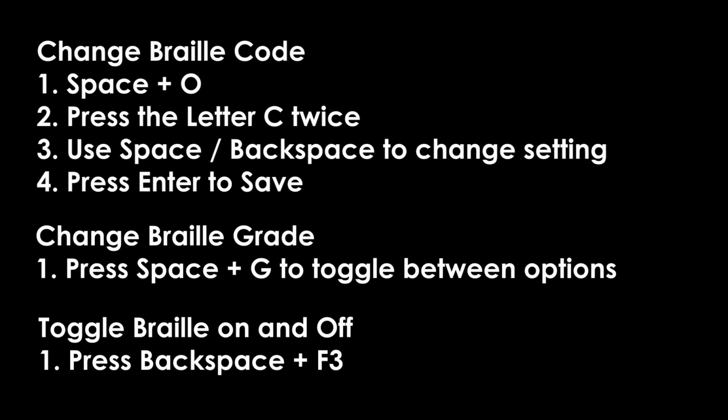Alright, that covers setting up your Braille settings on the Polaris. So to recap, we covered changing the Braille code through the global options by pressing space with the letter O, followed by pressing the letter C twice, then using the space or backspace keys to change the setting, and finally pressing enter to save the settings. We also covered changing the Braille grade by pressing space with the letter G, and how to toggle the Braille on and off using the keystroke backspace with F3.